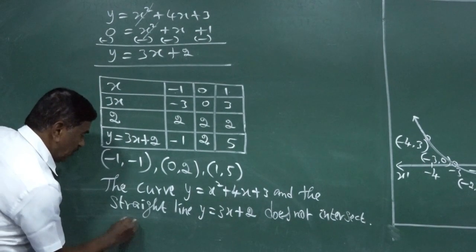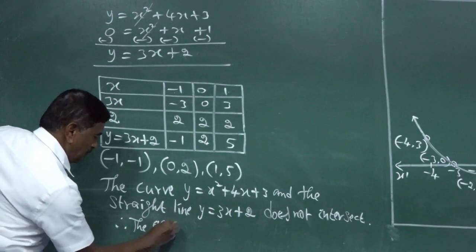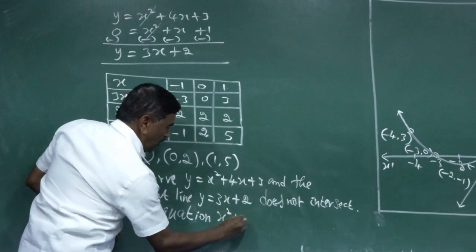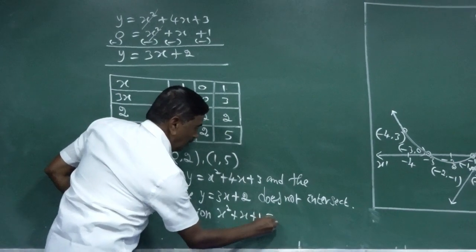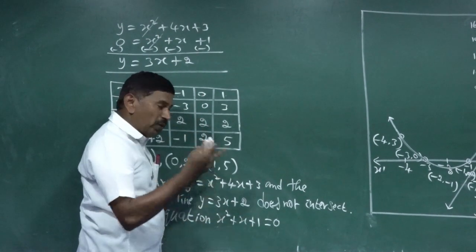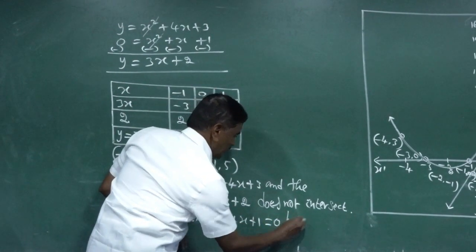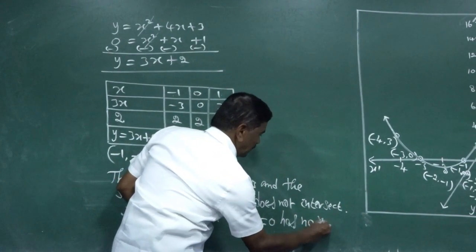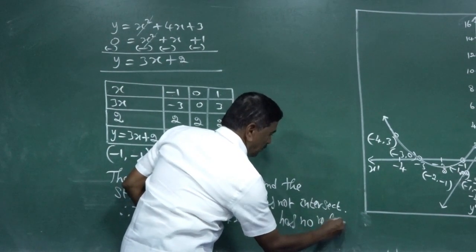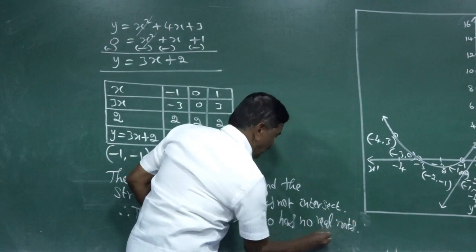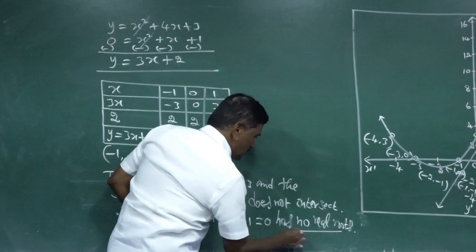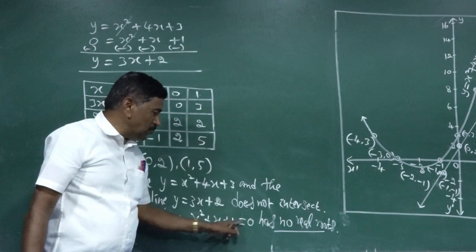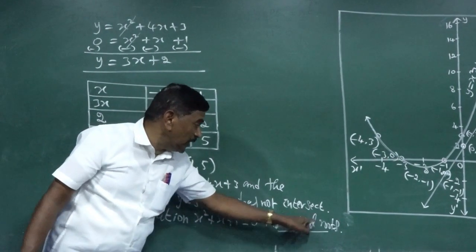Therefore, the equation x square plus x plus 1 equal to 0 has no real roots. Here, has no real roots, which is important. The equation x square plus x plus 1 equal to 0 has no real roots.